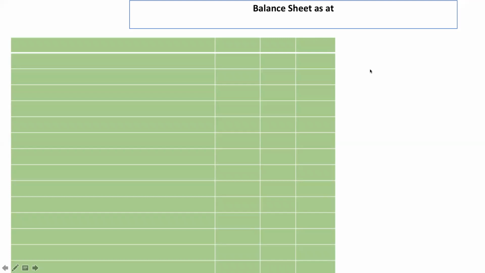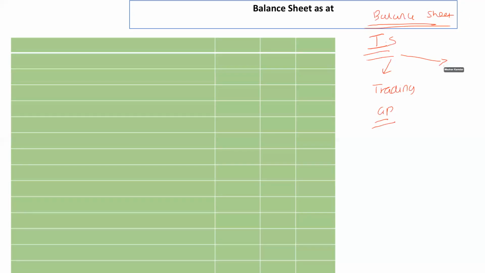Hello everyone. Today we will do our balance sheet format. We are already thorough with the format of our income statement. Income statement has two sections in it. The first section is called the trading section, which gives us the gross profit, a profit exclusively earned due to buying and selling. The next section is the profit and loss account, which tells us what our net profit is, and whether we have a profit or we have losses.